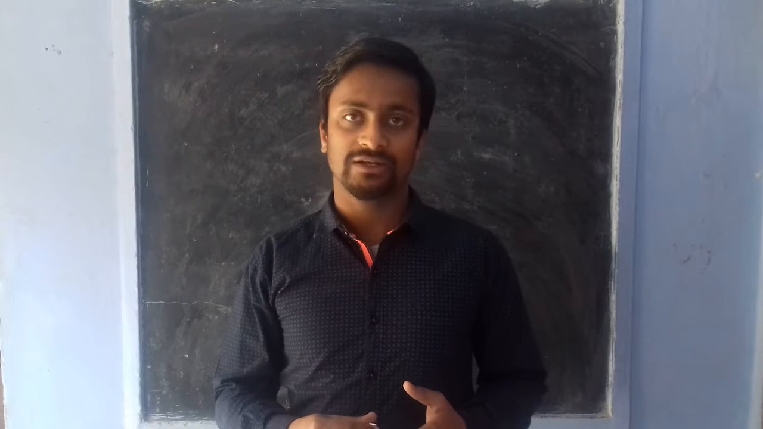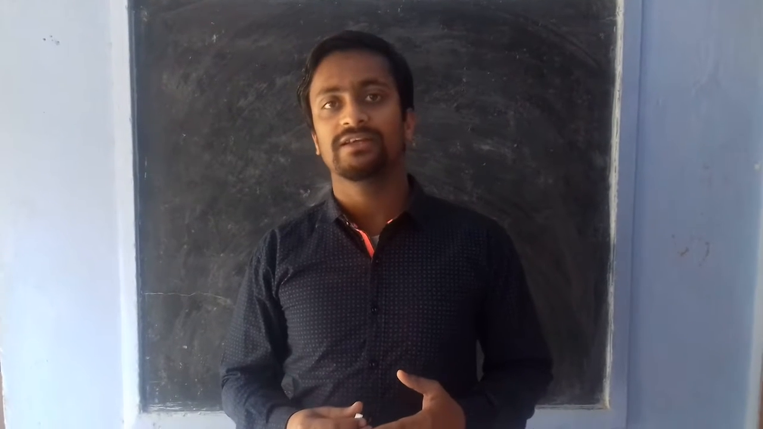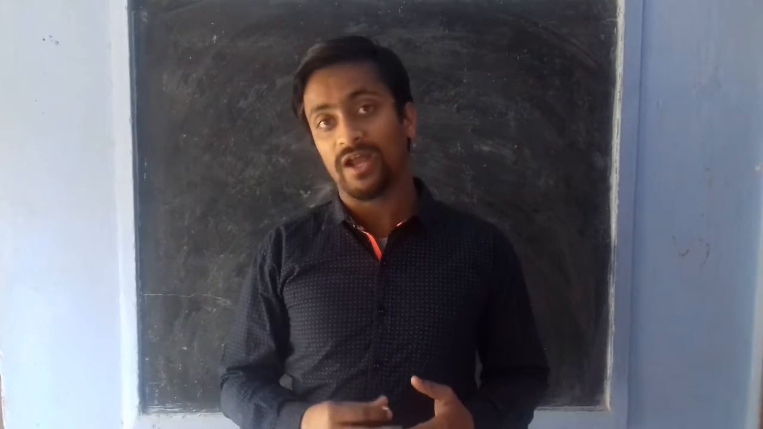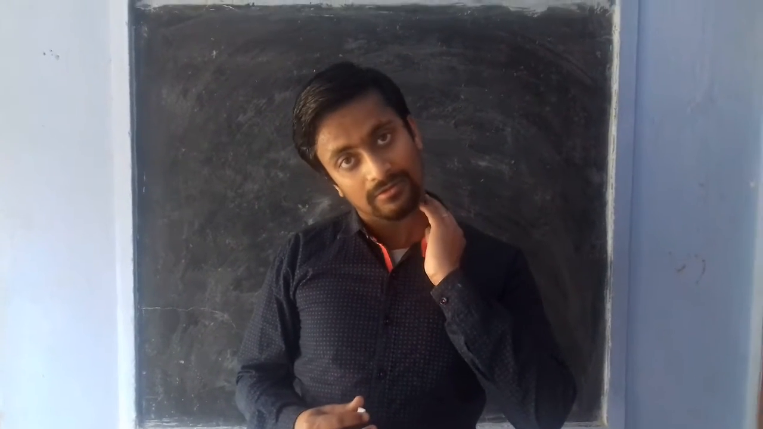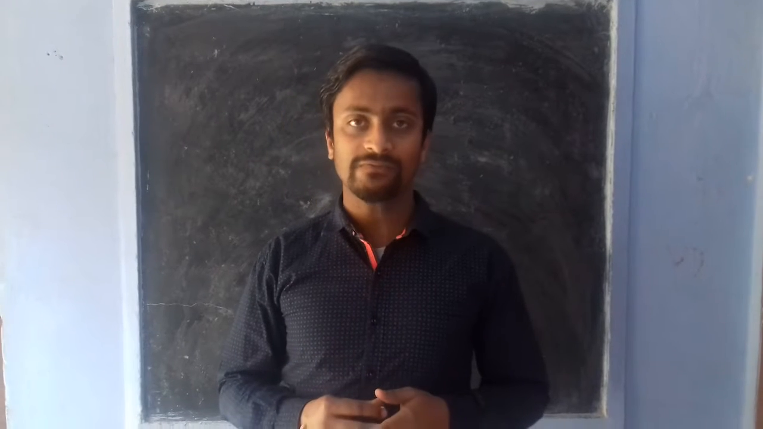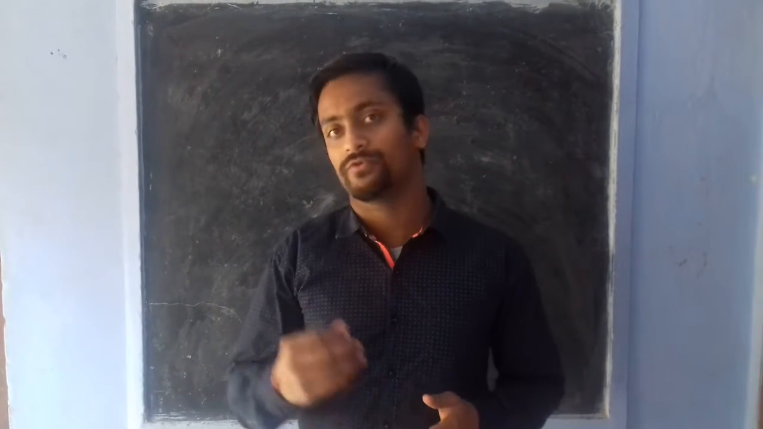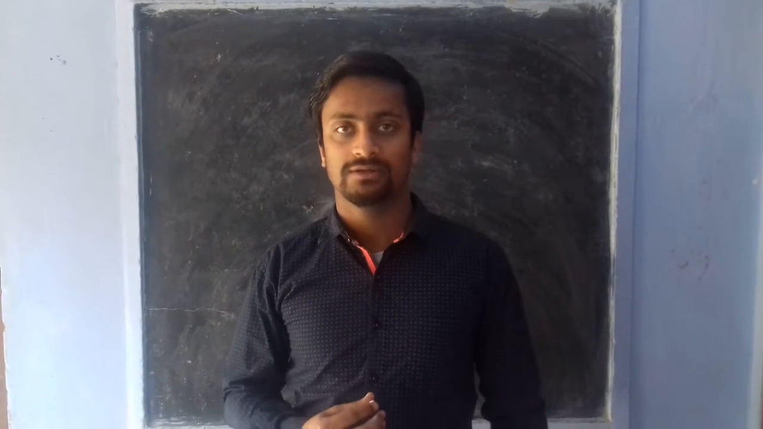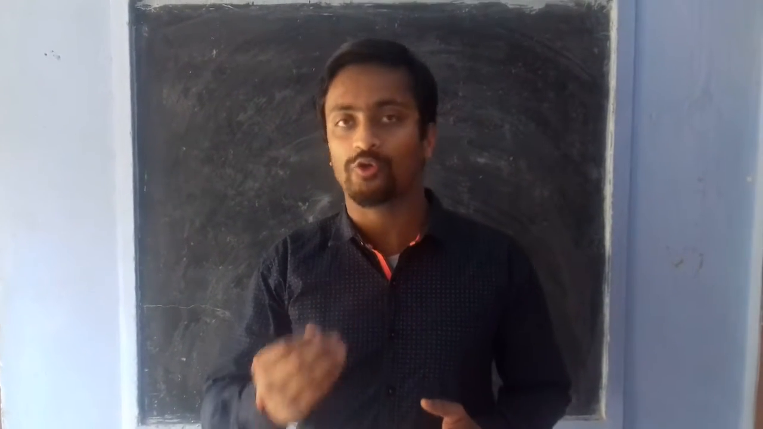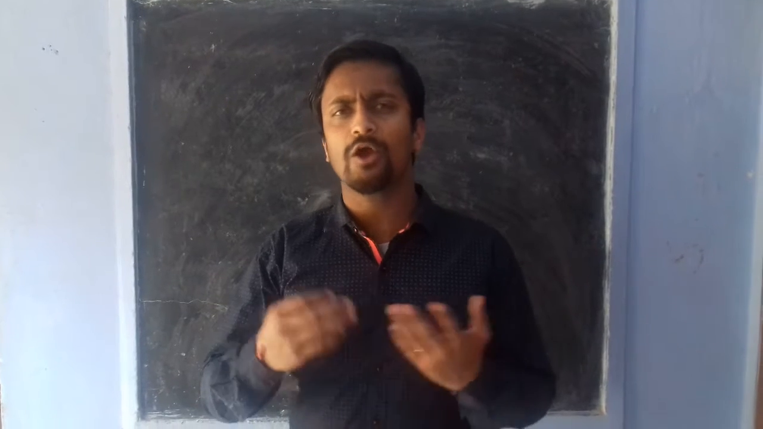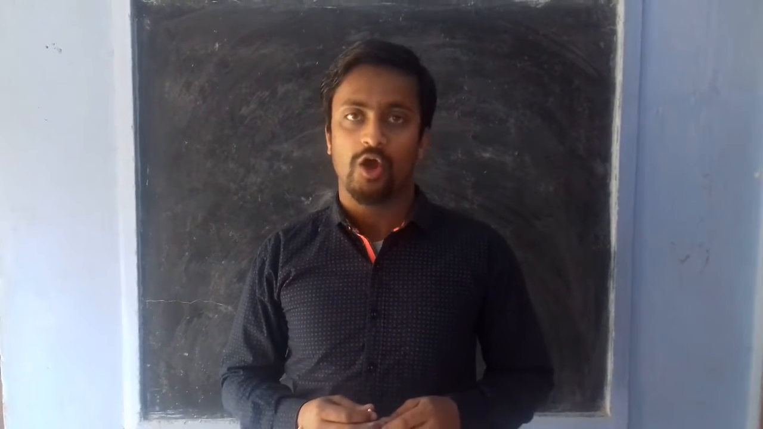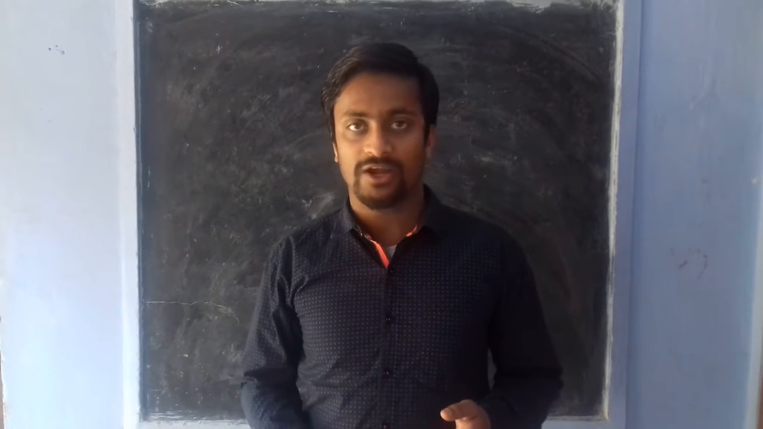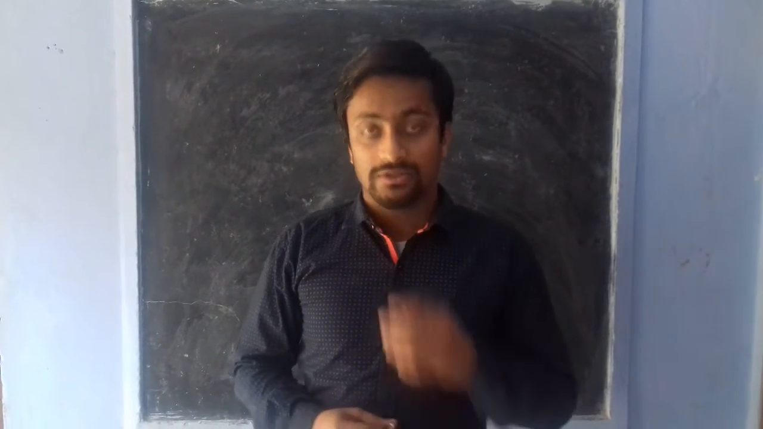Now this nutrition is generally of two types, different for both plants and animals. So there are generally two types of nutrition. First is the autotrophic mode of nutrition and second is the heterotrophic mode of nutrition. Now first of all we will be dealing with the autotrophic mode of nutrition. What do you mean by autotrophic mode of nutrition? The word auto means self and trophic means nutrition.